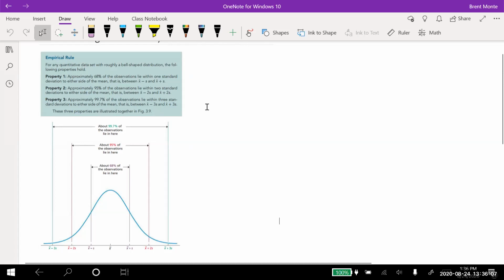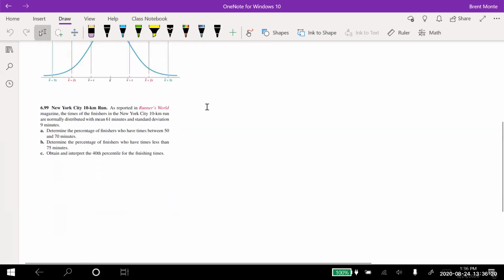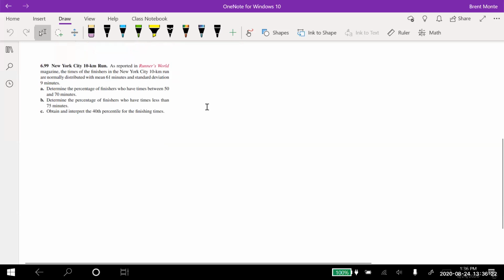Okay, so we're gonna use those ideas. We're going from there and we're gonna build onto that. So let's see how we can find some of these probabilities. Here's a problem I've put down here. Problem 6.99, New York City 10K run. As reported in Runner's World magazine, the times of the finishers in the New York City 10K run are normally distributed, so bell-shaped curve, with mean 61 minutes and standard deviation 9 minutes.